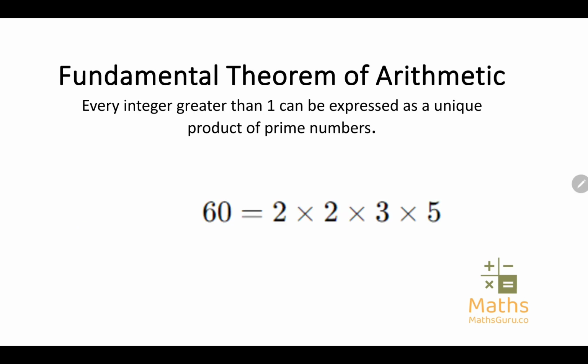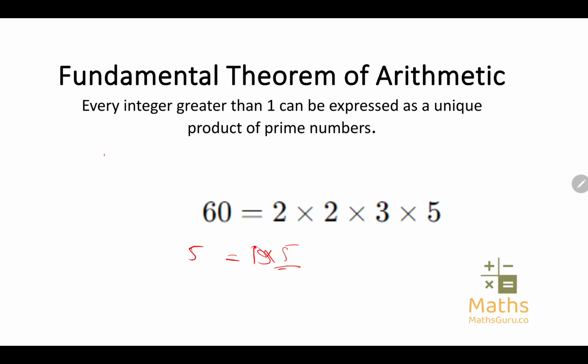The fundamental theorem of arithmetic says that every integer greater than 1 can be expressed as a unique product of prime numbers. So any number greater than 1. Even if the number is prime, for example 5, we can write it as 1 into 5. These are the prime numbers.